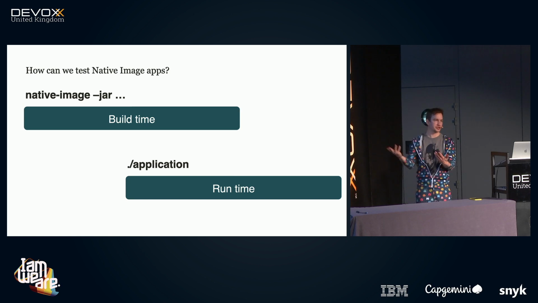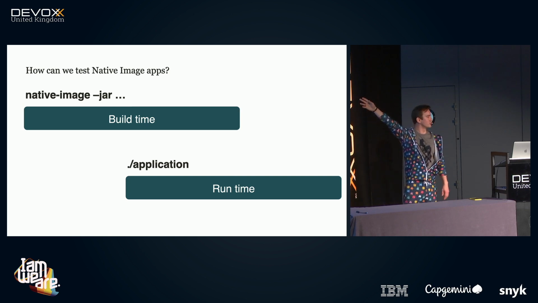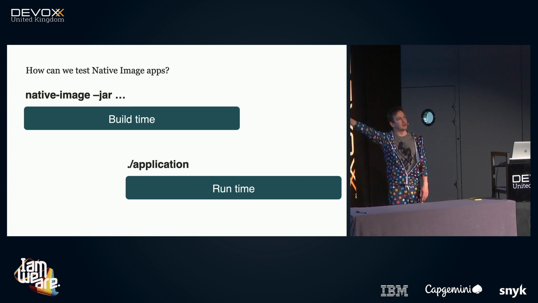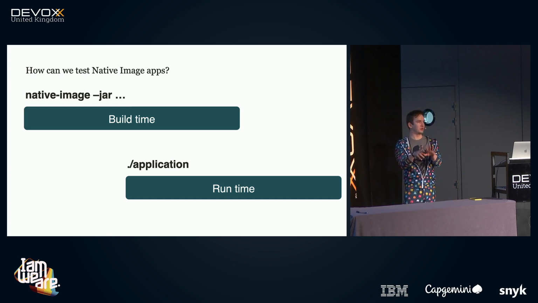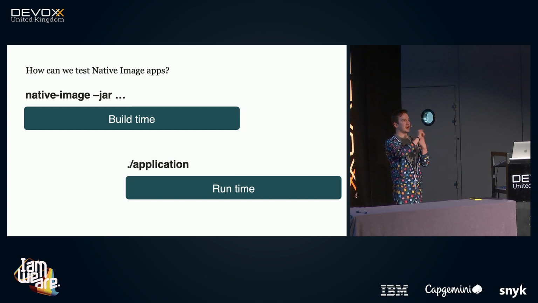Actually, we have three stages there. Because before we start building the native image, we actually have the Java application that we can run. And it can run through the test pipelines just as well. So it can catch all your typos and all your logic mistakes in the code using the same tests as you always do.